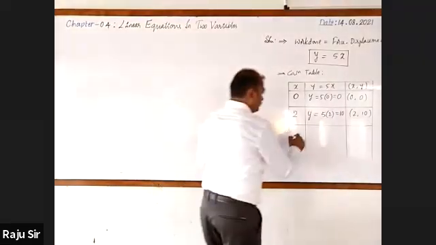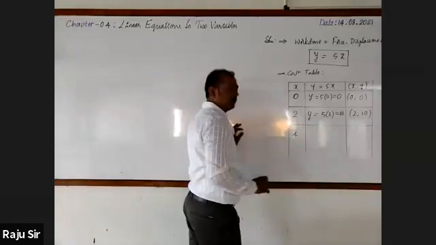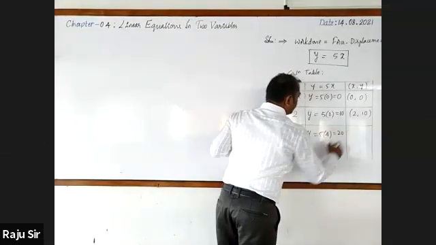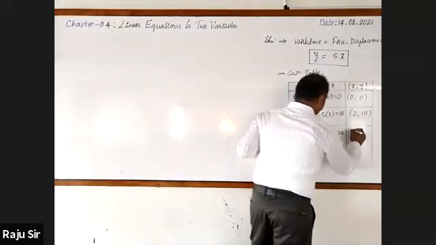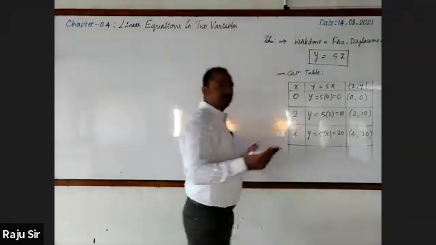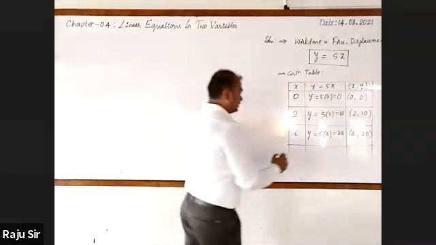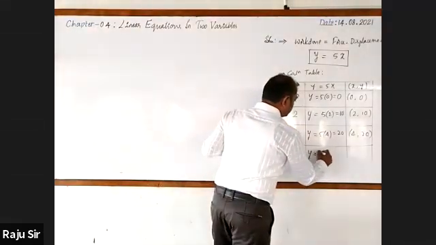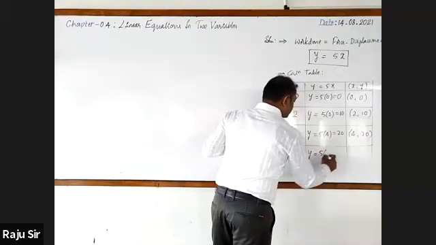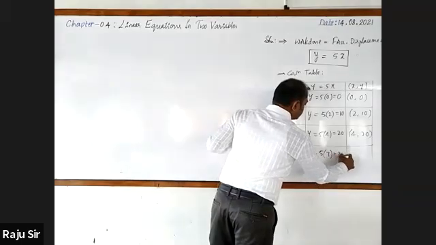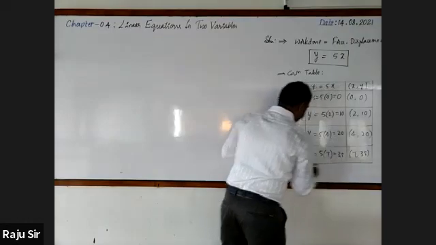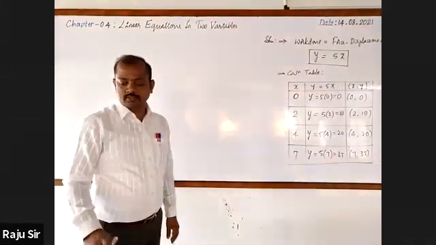You may take 4. y is equal to 5 into 4. It is 20. It will be 4 comma 20. Even you may take any other numbers as well, like 7. y equal to 5 into 7. It is 35. So 7 comma 35. Hope you have got the same.